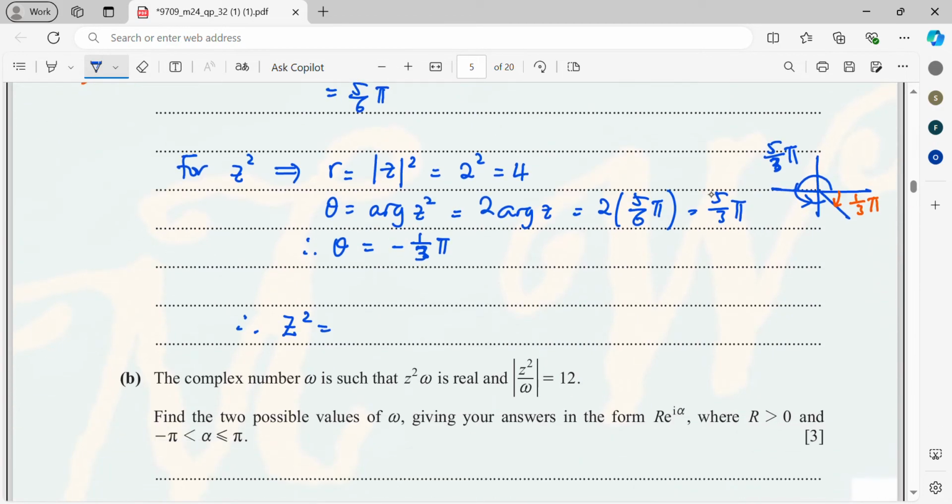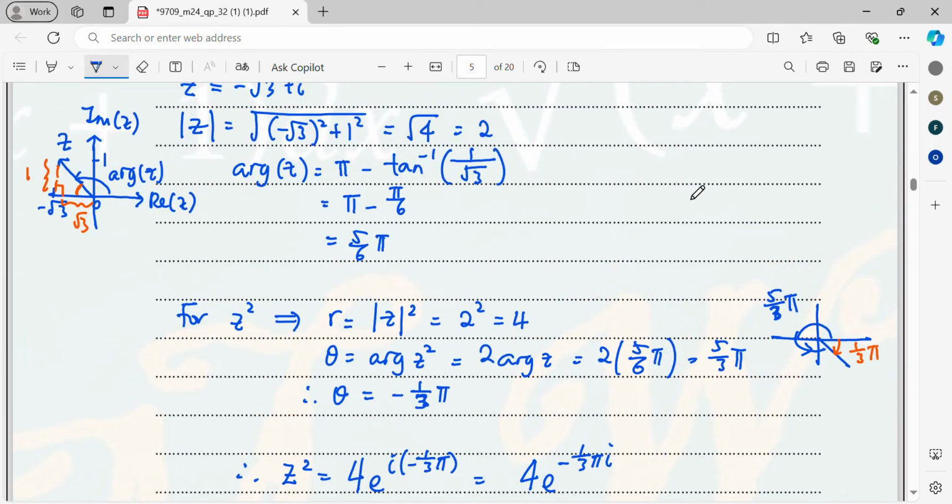So our r now is 4, e to the power of negative 1 over 3 pi i. Or I can just rearrange: 4e^(-1/3 pi i). So that is the solution of the first part.